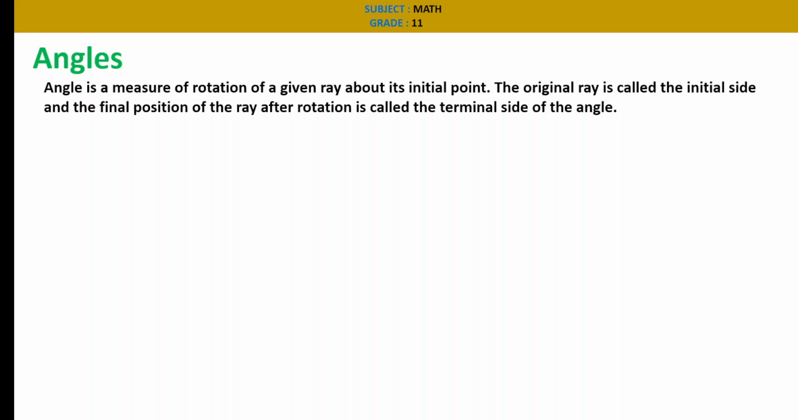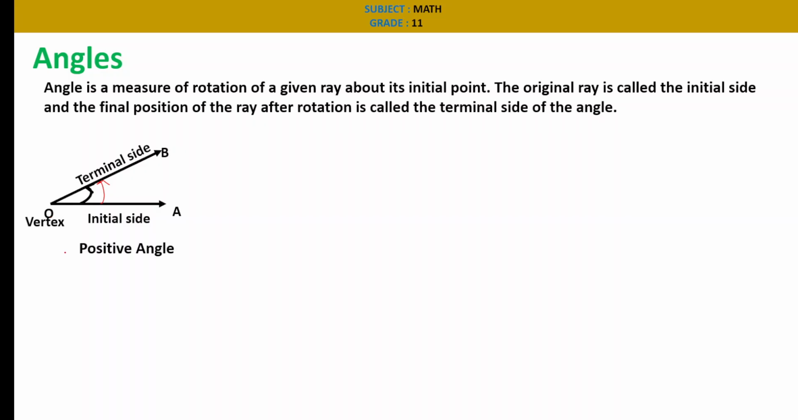Angles. Angle is the measure of rotation of a given ray about its initial point. The original ray is called the initial side and the final position of the ray after this rotation is called the terminal side of this angle. For example, here OA is its initial side and OB is its terminal side. Here this is the angle of measurement and O we call the vertex. This is a positive angle because this is anti-clockwise.